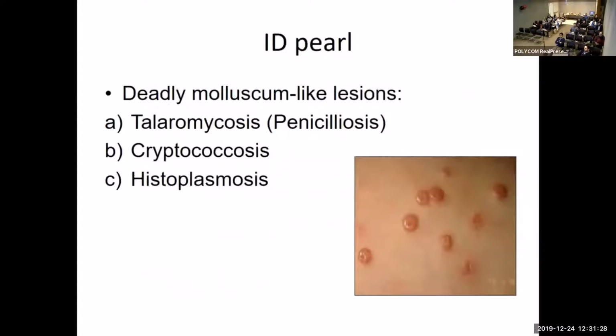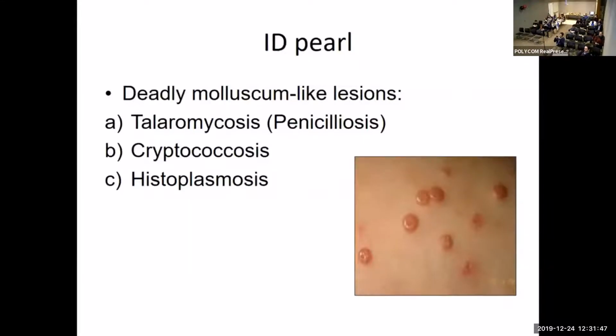The three big things are penicillium. The reason why I present this case is because this disease has 100% mortality. It usually looks like a regular molluscum, and if you don't diagnose it within the first 1 to 2 weeks and start amphotericin, the patient dies.